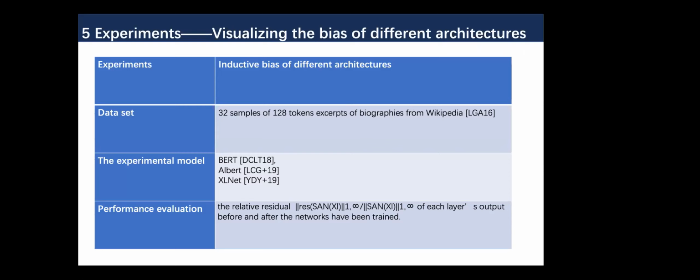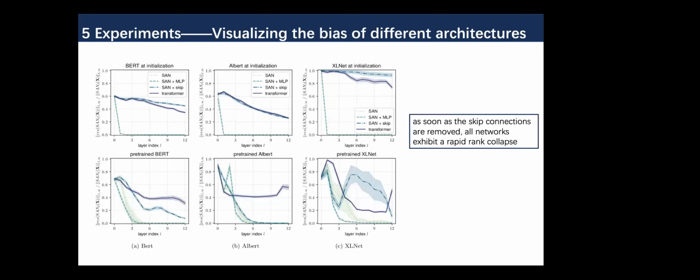In this experiment, our data set is 32 samples of 128-token excerpts of biographies from Wikipedia. The experimental models we use are BERT, ALBERT, and XLNet, and the performance evaluation is the relative residual. Here is the residual of the SAN output, just the output of the SAN. This is the residual of the SAN of each layer's output before and after the networks have been trained. Okay, let's see the results in the pictures.